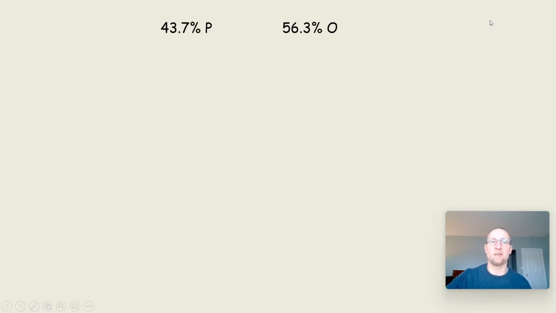So if I have 43.7% phosphorus and 56.3% oxygen, what is the empirical formula? So I've got to list my elements, P and O. Step 1 is convert those percents to grams. So I just take the percent and make it a G. So we have 43.7 grams phosphorus, 56.3 grams of oxygen.